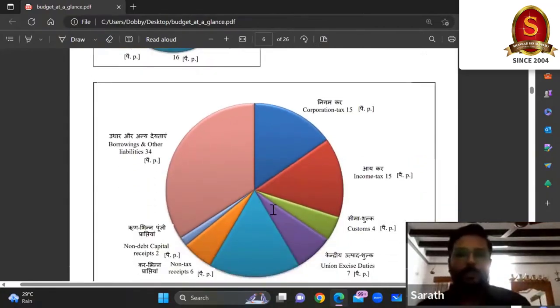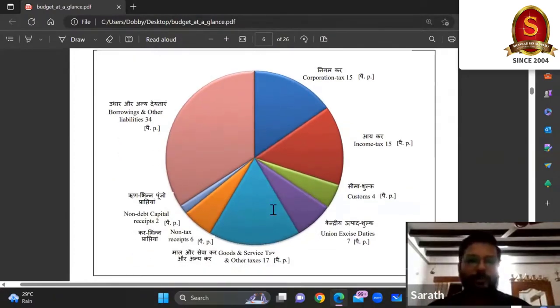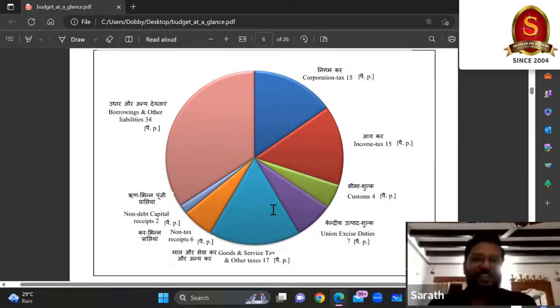Okay. So corporation tax 15%, income tax 15%, roughly is what they are saying. Okay. Customs duty 4%, union excise duty 7%, goods and services tax 17%. Take a look at, add all of them up, 30, 34 plus 7. Okay. I think, 41. Thank you. 41.